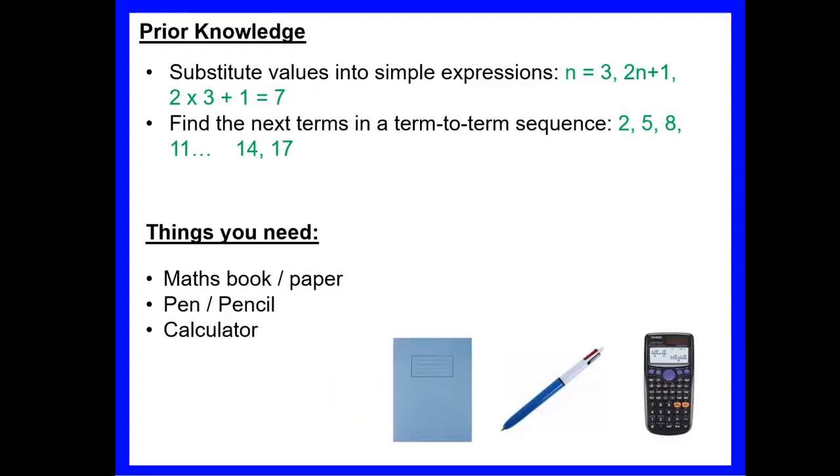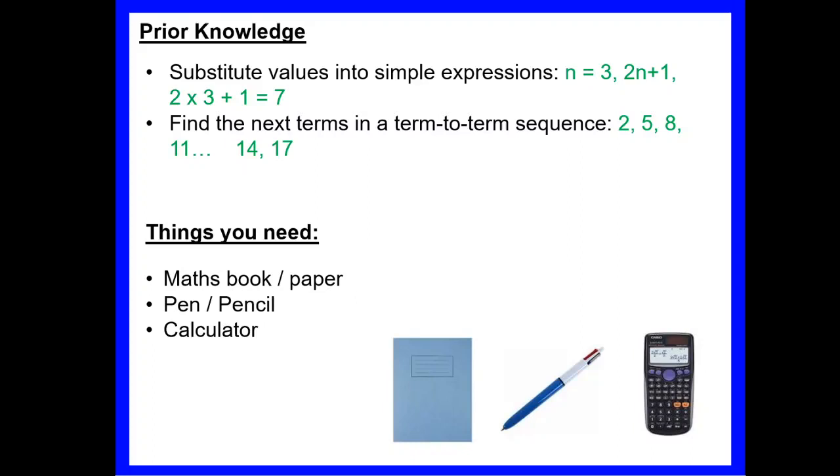Prior knowledge needed for today's lesson then. You should be able to substitute values into simple expressions. So for example, if we were told n equals 3 and our expression is 2n plus 1, substituting n for 3 would give us 2 times 3 plus 1, which using BIDMAS would equal 7.